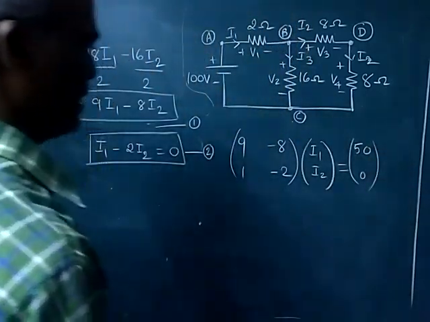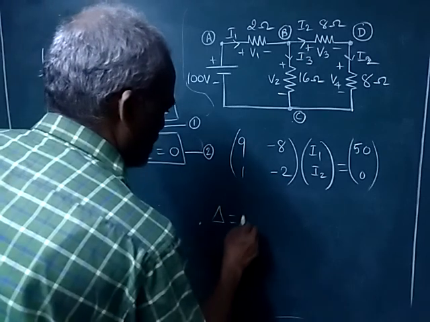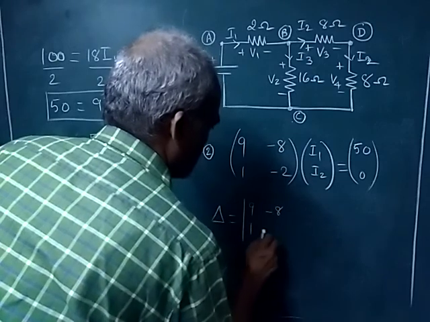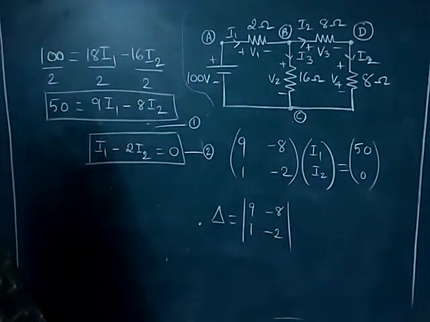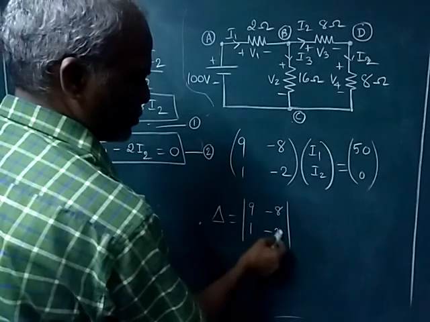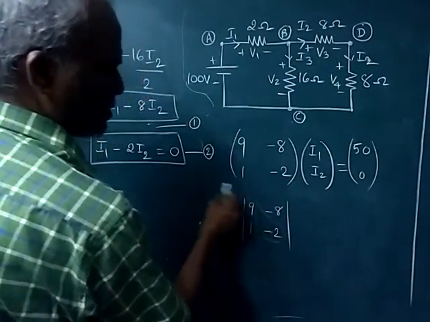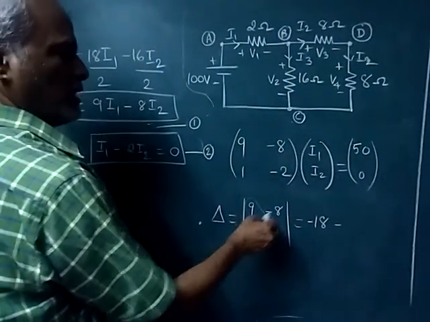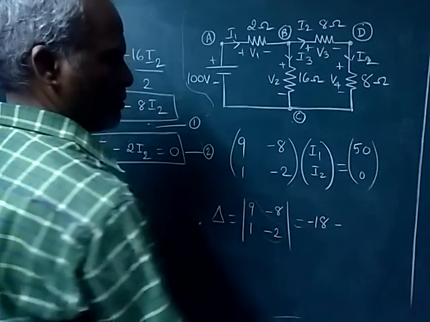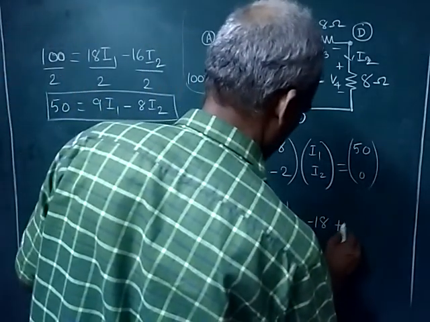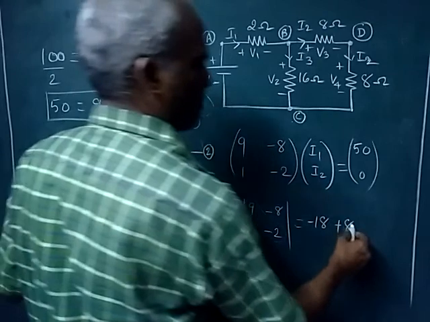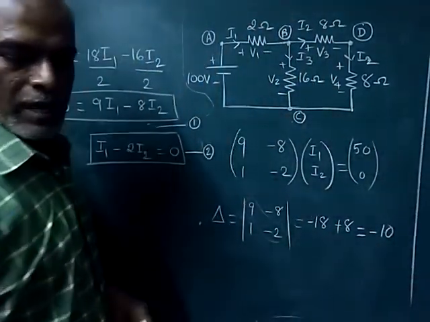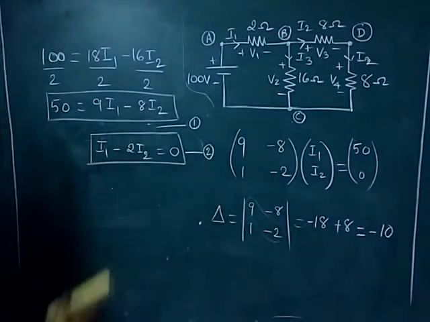First we have to find out del. How to find del? Del is the determinant value of this matrix. 9 minus 8, 1 minus 2. So 9, you have to multiply these two terms first. 9 2s are 18, minus 18, minus 8 into 1 minus 8. You already have a minus, therefore it will become plus 8. So minus 18 plus 8 will give you minus 10. This is the del value. Now we have to find out I1 and I2.